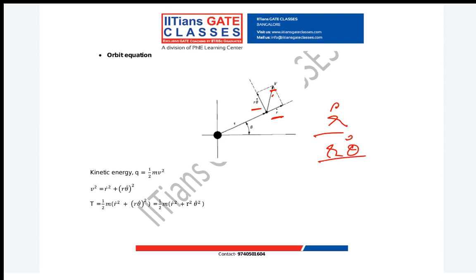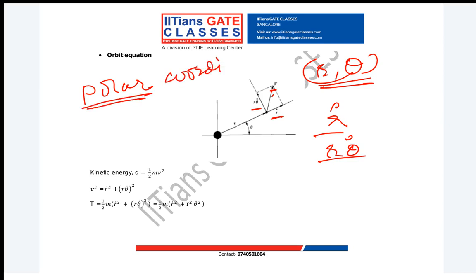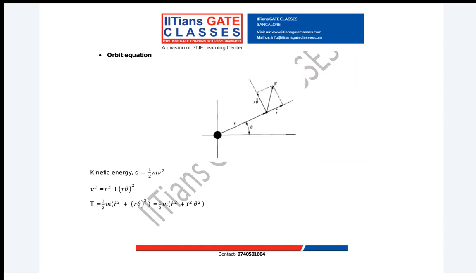Why? Because here we are considering the r, theta coordinate system. You know the polar coordinate system, guys. How many of you are aware of polar coordinates? In aerodynamics also we use this r and theta somewhere, right? So we are using polar coordinates, and velocity is given by the radial and tangential velocity, r dot and r theta dot.